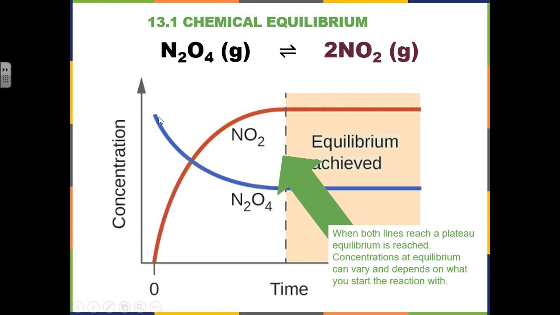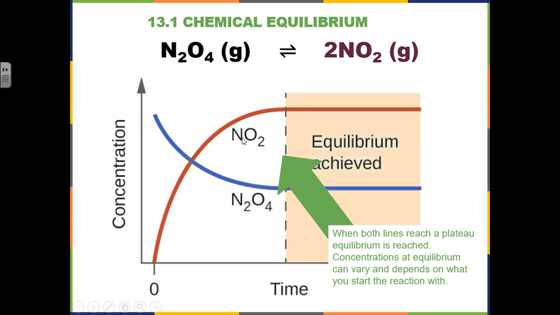You start off with your blue, and as time proceeds, you start to form red. And that's why this red line is starting to increase. Now, as that red line is increasing, the blue line is decreasing. That's because the blue line is being converted to red. Well, at some point, the red starts being converted back to blue.